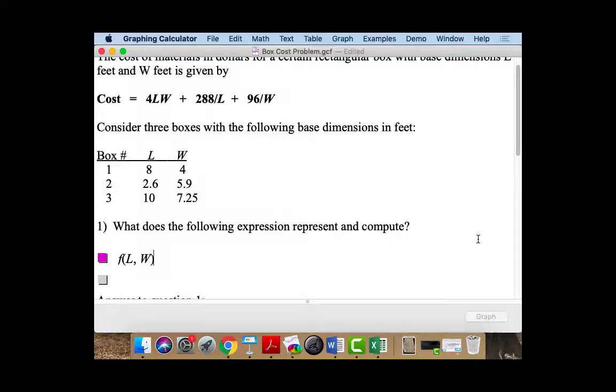This cost function here, f of L comma W, it's a 2-input sort of function, so a little bit fancy. But it's 4LW, and just like when you're writing math, you don't have to write times signs between variables and numbers, plus 288 over L, although when you're in a math line, it will make it look like a fraction, and then plus 96 over W. So if you type this in, it won't do anything. It doesn't graph it. It doesn't give you anything. This is just defining a function. That's all that this line does.